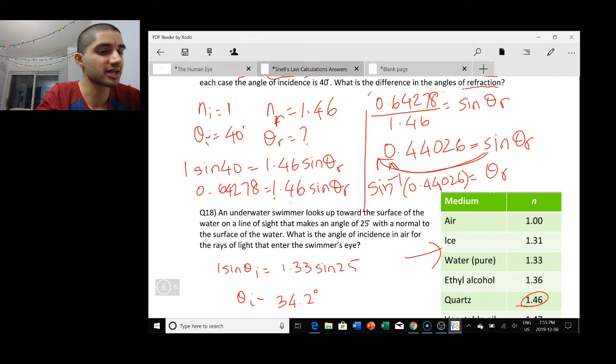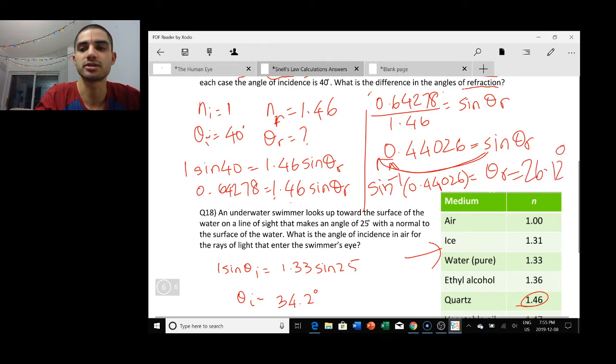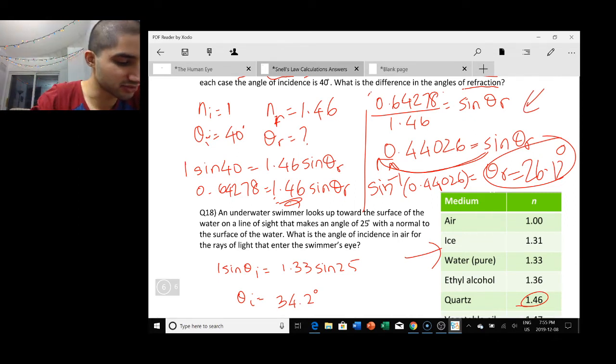So I'm going to take the sine inverse by pressing shift sine or second function sine, and then putting 0.44026. And that gives me theta r equals 26.12 degrees. And that's my answer. So that is my angle of refraction for this one. And then I have to find my angle of refraction for diamond, etc., etc. No, don't make it small.